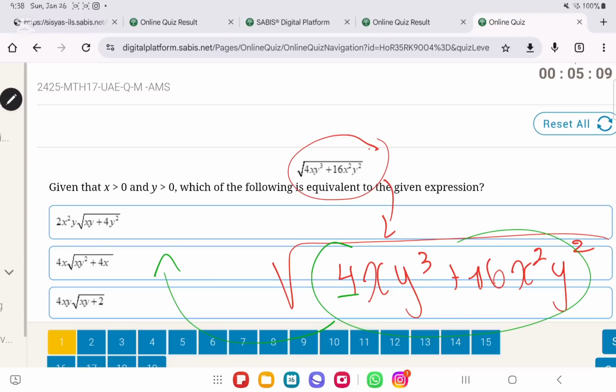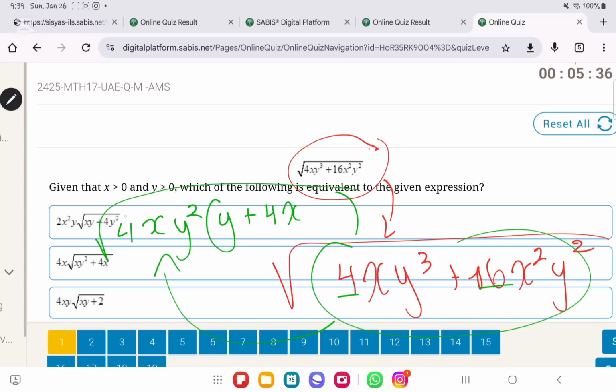First of all, between 4 and 16, their common factor is 4. Between x and x squared, the common factor is x. And between y to the power of 3 and y to the power of 2, the common factor is y to the power of 2. So under the radical, we have 4xy squared, open the brackets. Here we're gonna have y plus 4x.